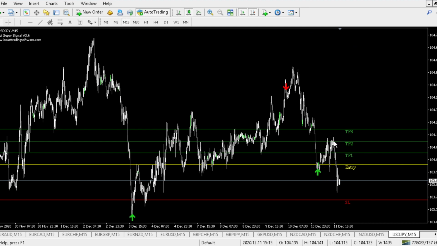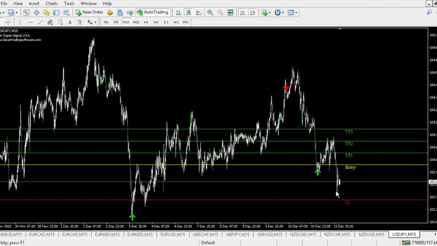It did go to TP2. It has pulled back, but it has not taken out the stop loss. So this signal is still live in play.